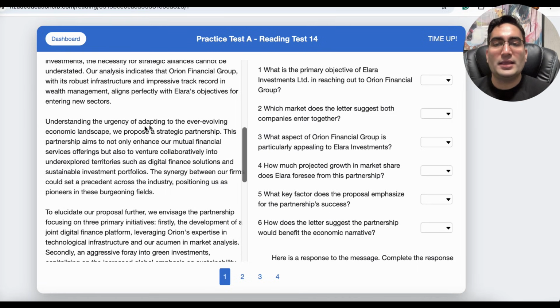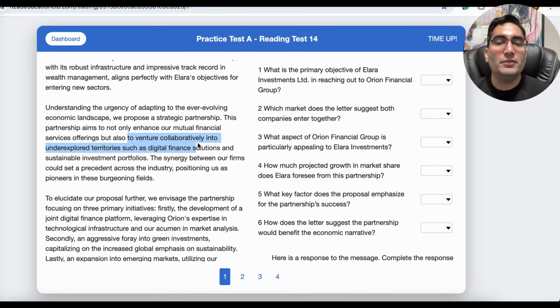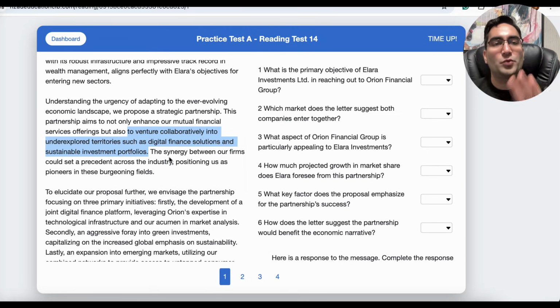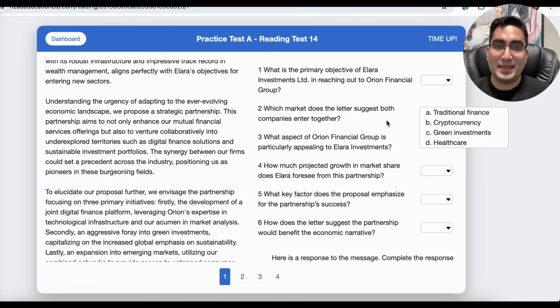Now again, understanding the urgency and ever-evolving landscape, this partnership aims to venture collaboratively into unexplored territories such as this is the market. This is where they want to enter. And now that I've read this, I would understand this, then I open this up and find the answer.